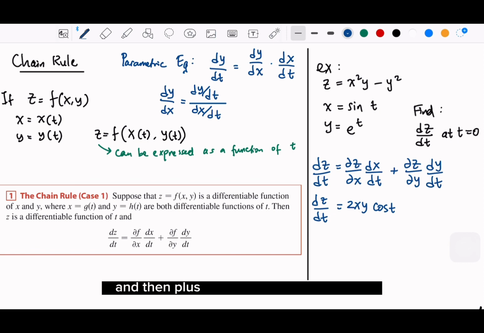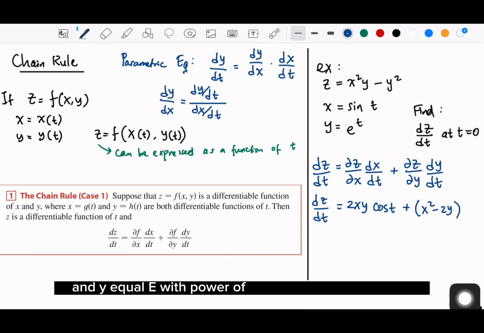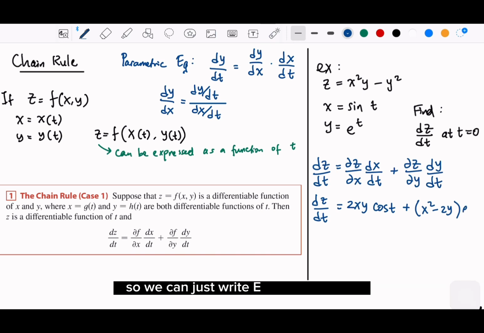And then plus partial y. So we are going to differentiate z with respect to y, taking x as a constant. So x squared is constant, we differentiate y and it becomes just x squared, and y squared becomes negative 2y. And then y equals e to the power of t, whose derivative is the same, so we can just write e to the power of t.